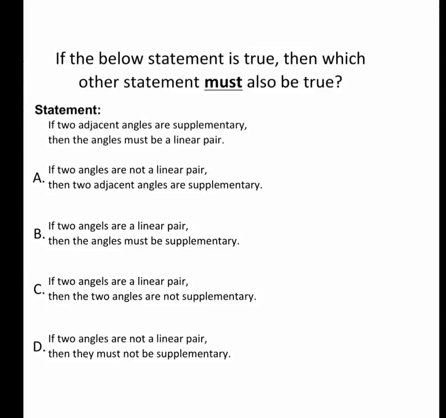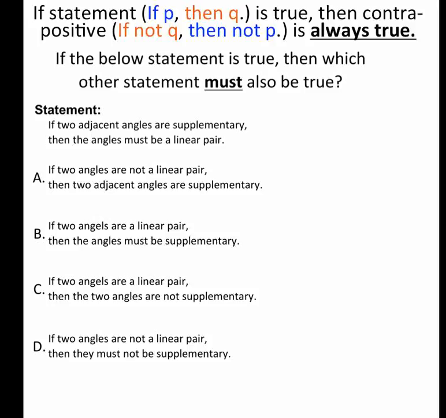This question is asking, if the statement below is true, then which other statement must also be true? What we know about conditional statements, or if-then statements, is that if we take the two pieces of the statement, if P then Q, and we flip them, so put them in opposite places, and make the opposite of each statement, or put nots in front of them, that's called the contrapositive. And we know the contrapositive is always true. So what we're looking for is the contrapositive of the statement, if not Q, then not P.